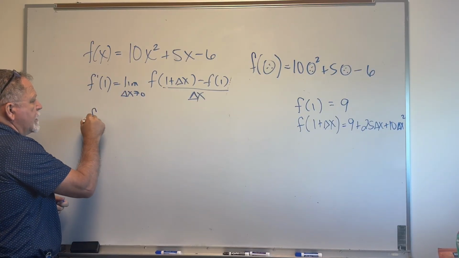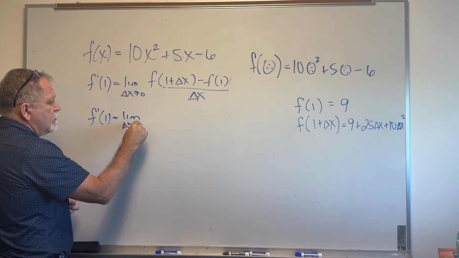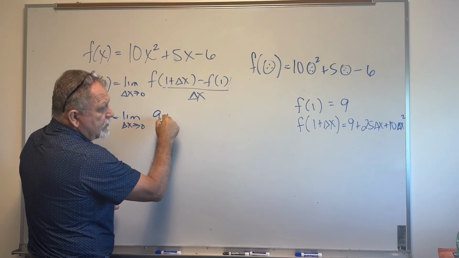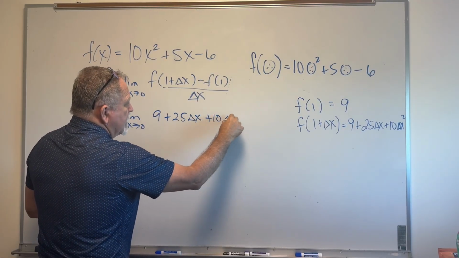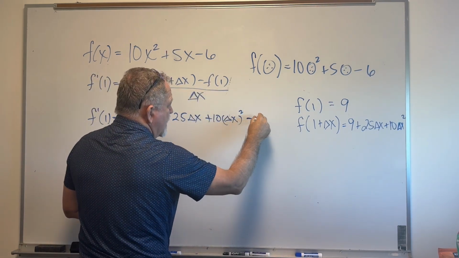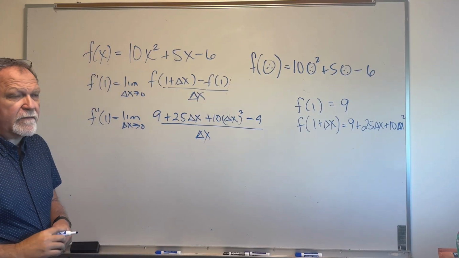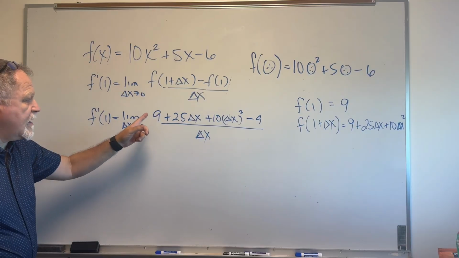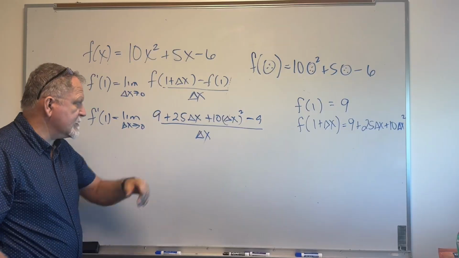So f prime of 1 is equal to the limit as delta x approaches 0 of f of 1 plus delta x. That's just the 9 plus the 25 delta x plus 10 delta x quantity squared. And then the f of 1 is just 9. So it's minus 9 all over delta x. Now, with polynomial functions, such as this one, this is a quadratic, it'll always be the case that the constant terms will cancel out. And then we see that here, the 9 minus 9, that becomes a 0.